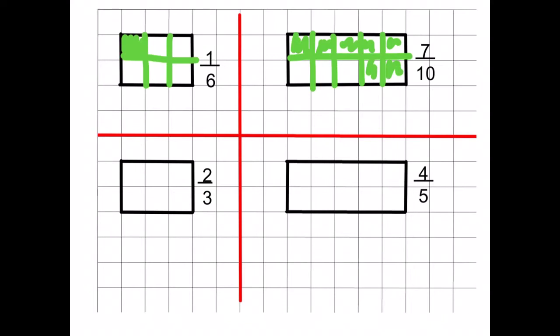The bottom 2 are a little bit trickier though. First one we have to colour in 2/3 of the shape. So the first thing we've got to do is break it up into thirds, like so. Then we've got to colour in 2 of those thirds. 1, 2. And in the last shape we have to break it into fifths. 1, 2, 3, 4 and 5. And then we have to colour in 4 of those fifths.